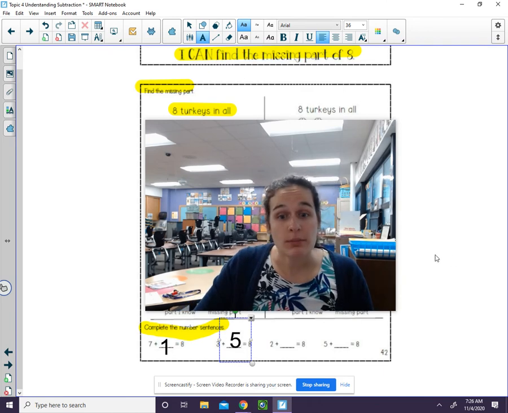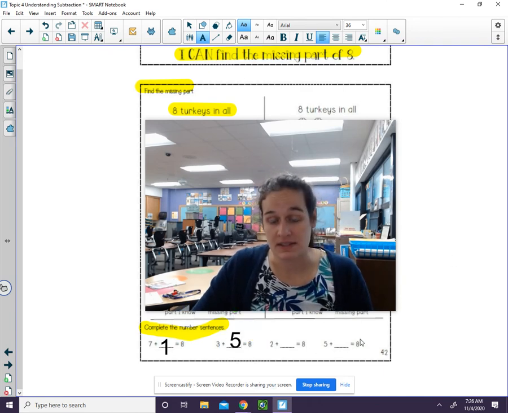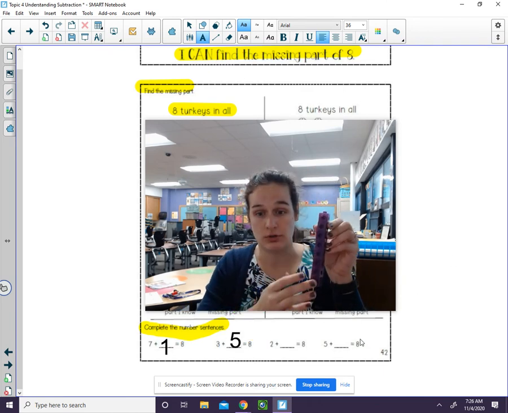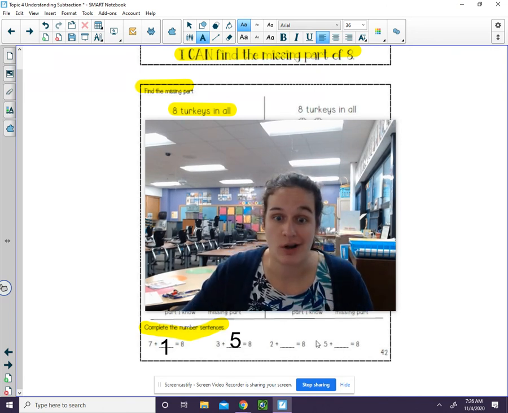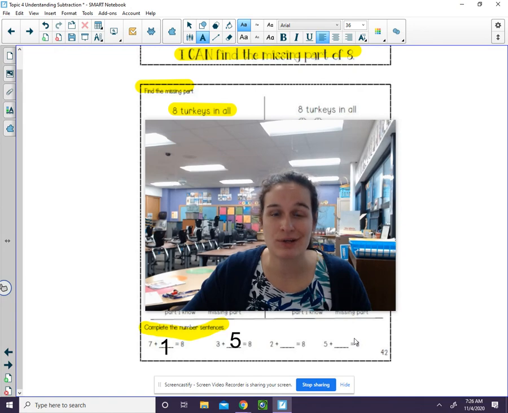So now I will write 5 here. You can do whichever method you like to solve these last two. You can use the cubes, or you can count on by drawing dots. Good luck on your math sheet today.